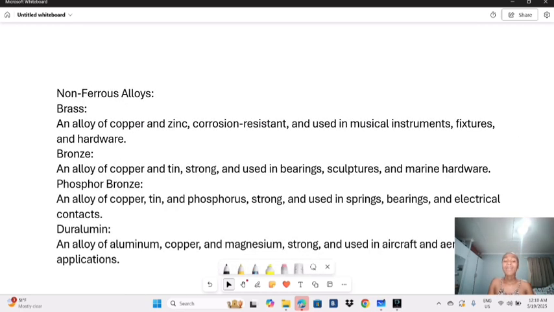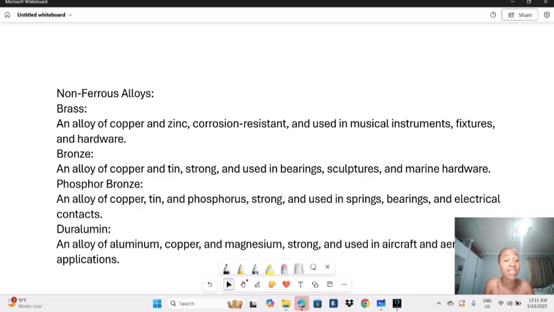Now we're going to talk about the composition of non-ferrous alloys. We're going to start with brass. We know that brass is an alloy made up of copper and zinc, and it is used in musical instruments and hardware. Then we have bronze. We know that bronze is an alloy of copper and tin. It is strong and is used in bearings and marine hardware.